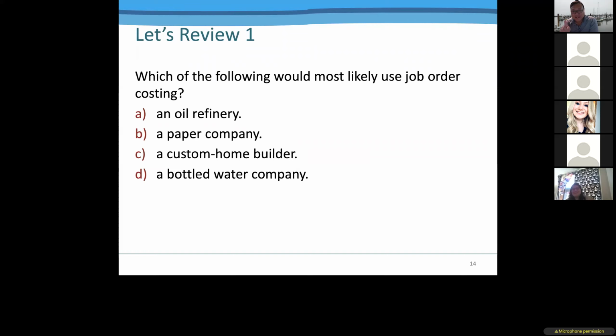Which of the following would most likely use job costing? An oil refinery, a paper company, a bottled water company. These three businesses all create a large volume of similar products. A custom home builder will be different, because the design is different. It's customized homes. Some homes have 4 bedrooms, others have 5. Maybe I prefer my house to have a swimming pool inside. By nature, they have different characteristics, so you have to treat each job individually, because they're going to demand different materials and take different amounts of labor time to complete. Does that make sense for this one?